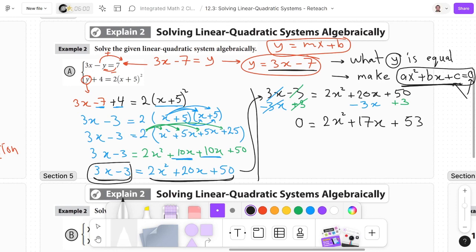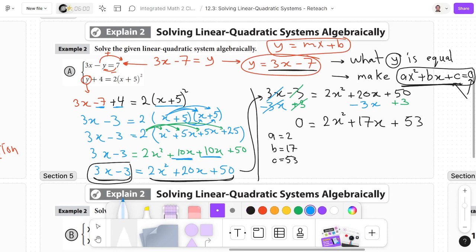Now after we make it the standard form, you need to factor this one. But I don't need to bother you with factoring this because there is no factor for that. So let's use the quadratic formula. For the quadratic formula, we need to find a, b, c to find the discriminant. So a here is 2, b is 17, c is 53.